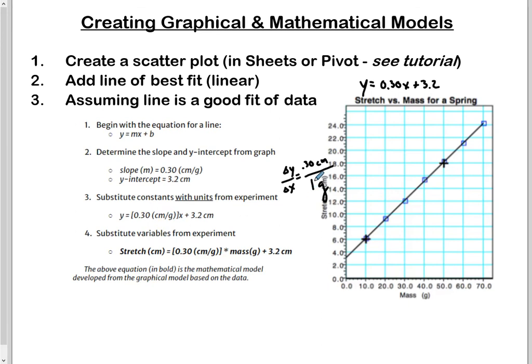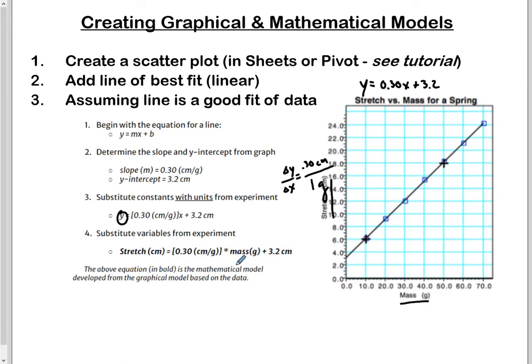So now I can substitute these in with units. I can get rid of y. I don't want to call it y. Y isn't just a y anymore. It's an actual thing, and neither is x. It's mass. So I can write a mathematical model from this. Stretch of a spring, so how much a spring stretches in centimeters, is equal to 0.3 centimeters for every gram. So for every gram of mass I add, it stretches 0.3 more centimeters plus 3.2 centimeters.